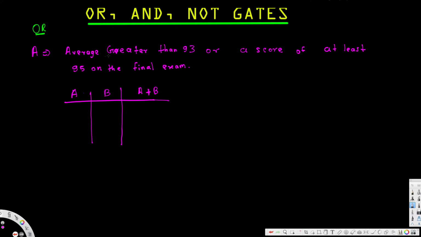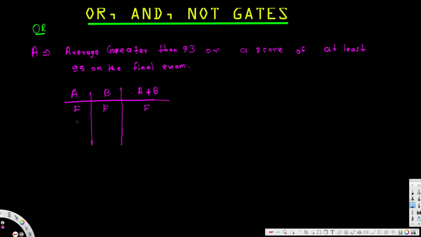If the first statement is false, so we don't have an average that's greater than 93, so that's false. And we don't have a score of at least 95 on the final exam. If both of them are not satisfied, then we get false. We don't get an A.